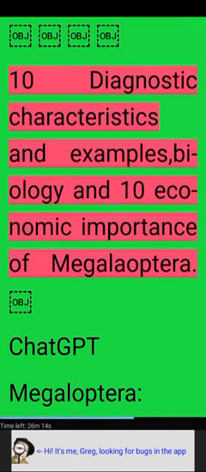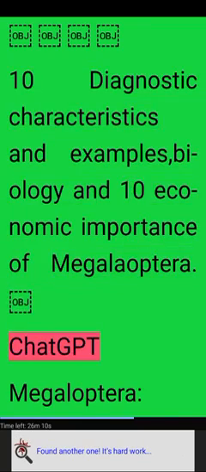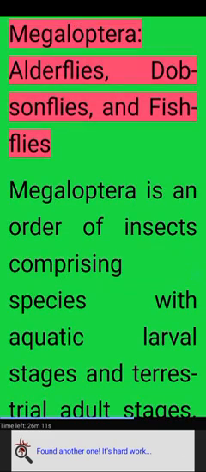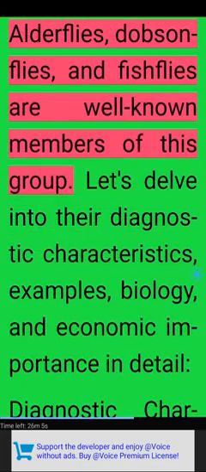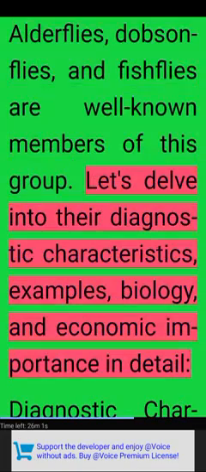10 diagnostic characteristics and examples, biology and 10 economic importance of Megaloptera. ChatGPT. Megaloptera, alderflies, dobsonflies, and fish flies. Megaloptera is an order of insects comprising species with aquatic larval stages and terrestrial adult stages. Alderflies, dobsonflies, and fish flies are well-known members of this group. Let's delve into their diagnostic characteristics, examples, biology, and economic importance in detail.